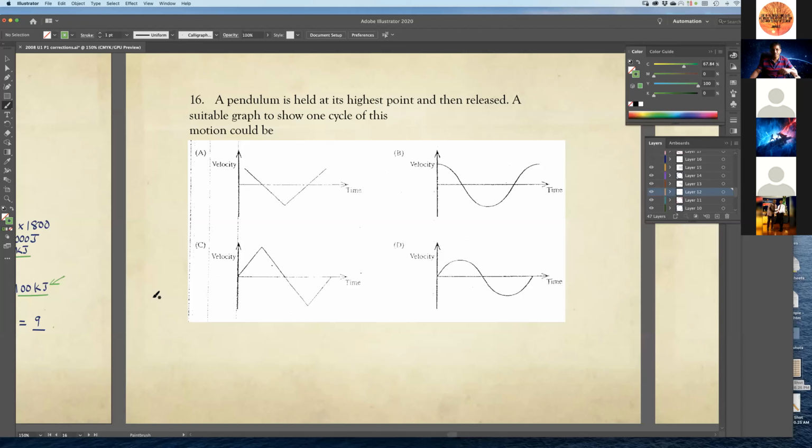Number 16, we get into module 2. A pendulum is at the highest point when it's released. Once it is at the highest point, the initial velocity is going to be 0. We know that when a body is performing simple harmonic motion and it is at the extreme positions, at this point, the velocity is equal to zero.